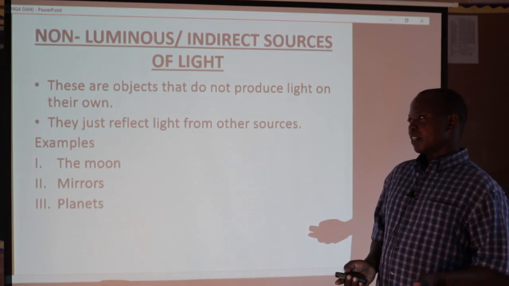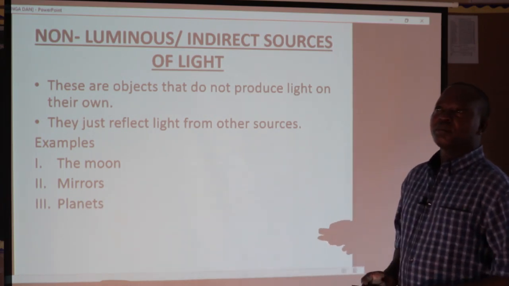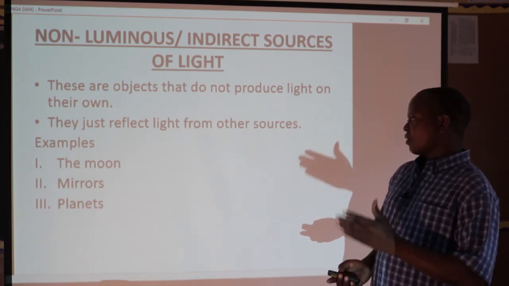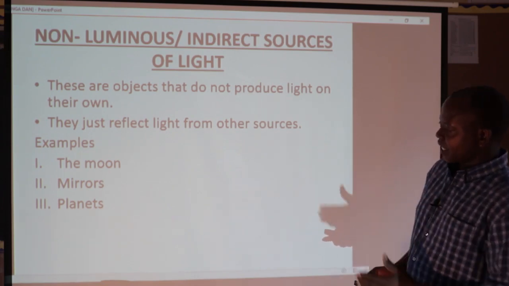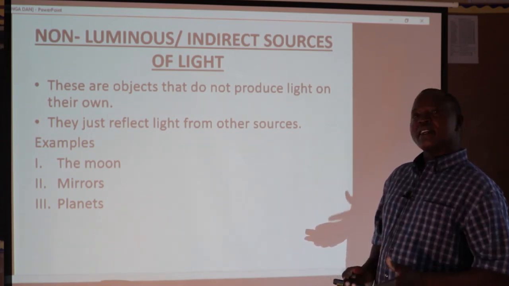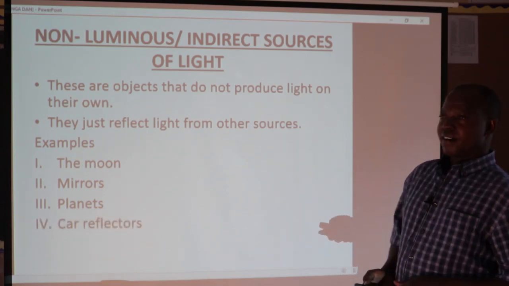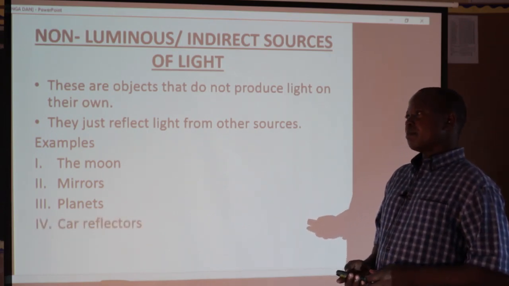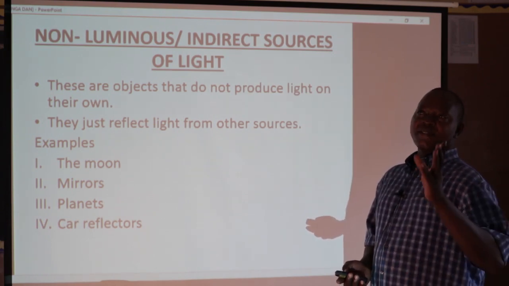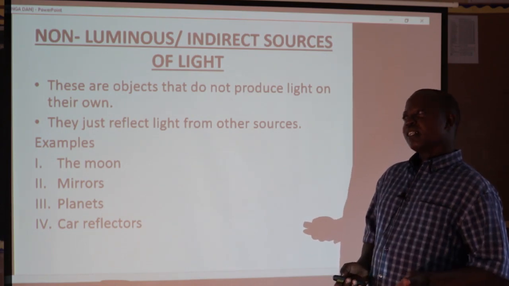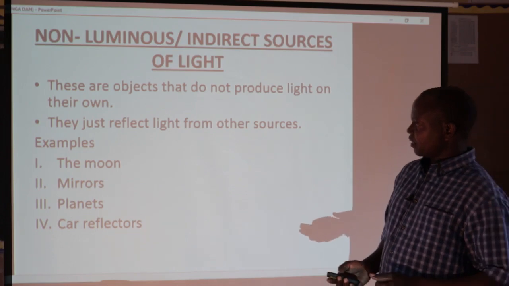We have planets. Planets, we shall see them at large when we are dealing with the optical objects. You'll find that when we are looking at planets, you will get to know the variety of planets. But right now, take it the way it is. Planets are also non-luminous. We have car reflectors. For most of you whose parents have vehicles, you'll find that a reflector cannot produce light, but it just reflects light as somebody keeps driving the vehicle.